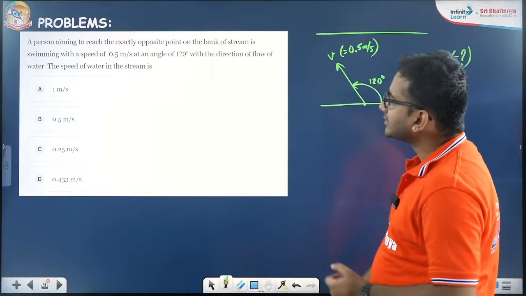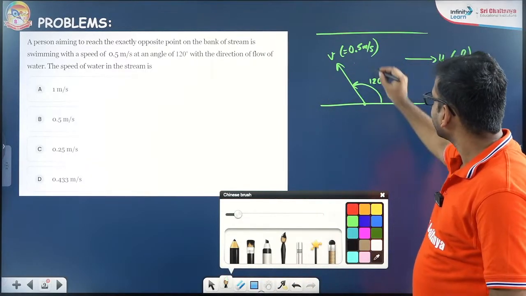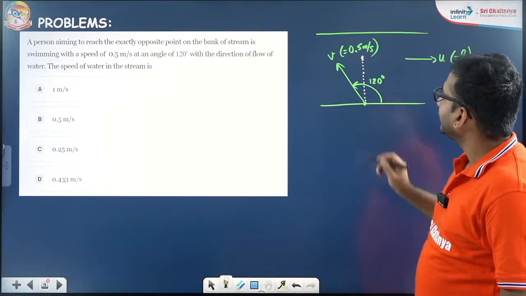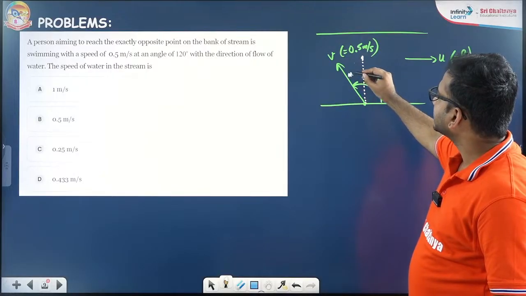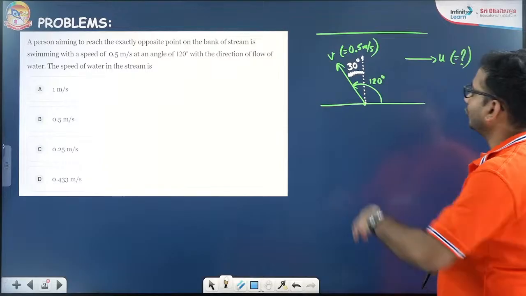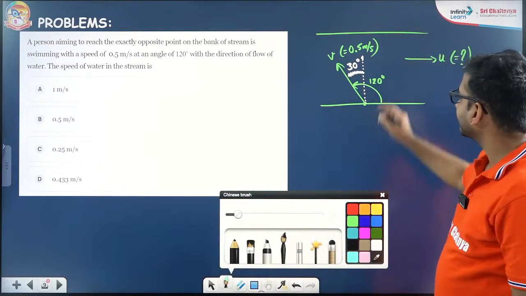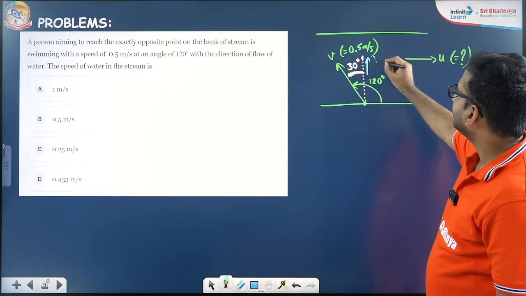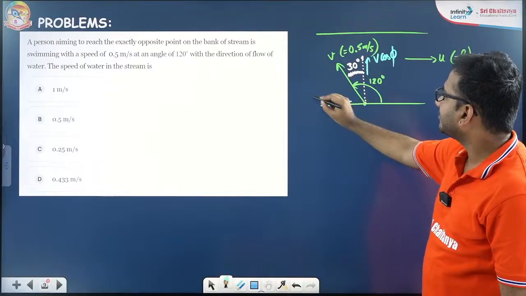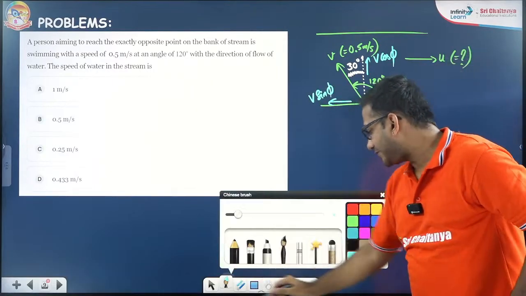And they are asking what is the speed. So obviously you want to reach the opposite point. Let me draw this line. If the overall angle is 120 degrees, this angle should be 90 plus 30 degrees. So this will be V cos phi and this will be V sin phi.